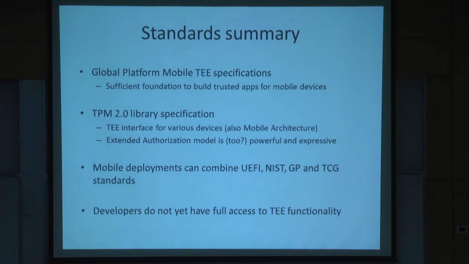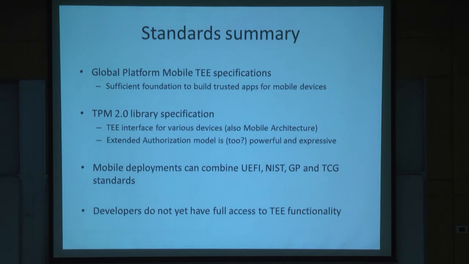summarize the standard. So we saw these Global Platform mobile TEE standards. And like I said, I think it's a good foundation to be able to write trusted applications that are independent of the specific type of TEE. And we saw this TPM 2.0 library specification, which is also very rich. And this extended authorization model is powerful, and it compensates for the brittleness of TPM 1.2. But one has to worry whether this is too powerful and prone to mistakes in configuration, which will undermine the security. And we saw that even with all this, developers still don't have the possibility of using TE functionality arbitrarily for whatever application they want. This might change with the standards when they are widely deployed, but it still remains to be seen whether that happens or not.